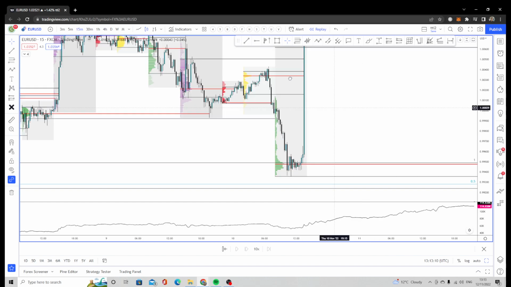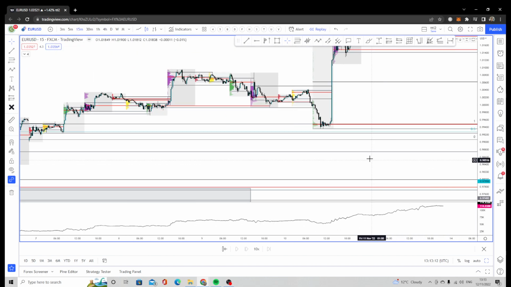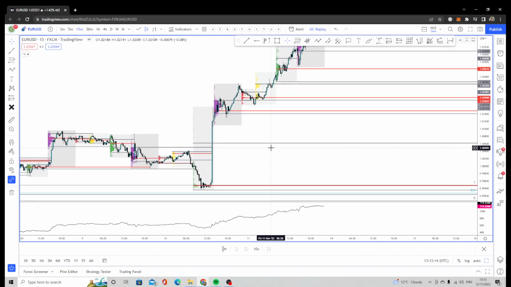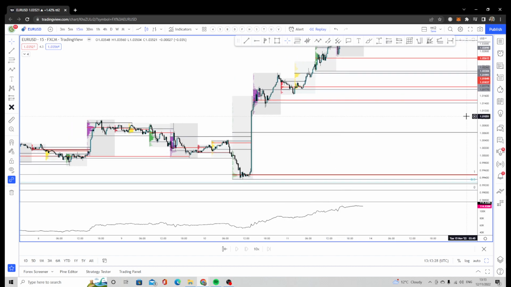So that's why I like to use naked session points of control. It's essentially all the same thing. I'm looking to identify areas of price that are going to have a lot of trap traders, and then I'm going to look to trade away from them. And the reason I'm trading away from them is because when they're wrong, they're going to have to do one of two things, like I've said previously. So that's essentially it.